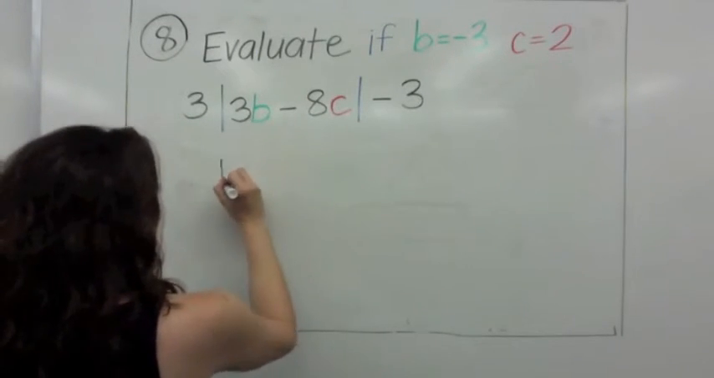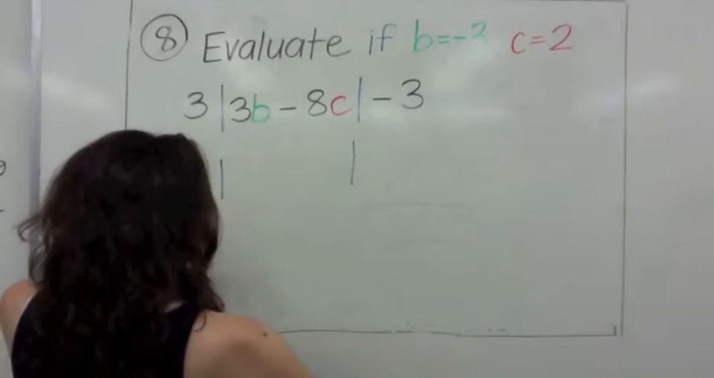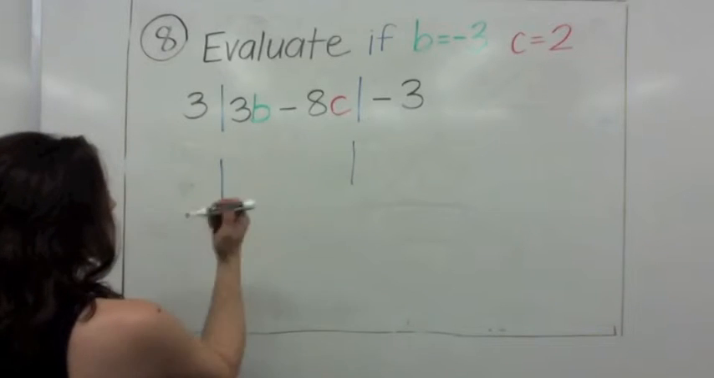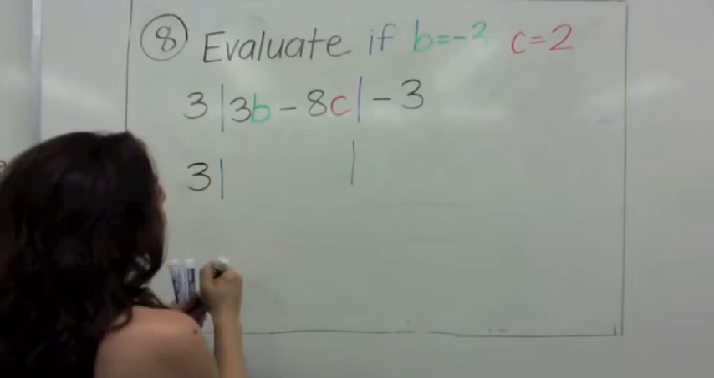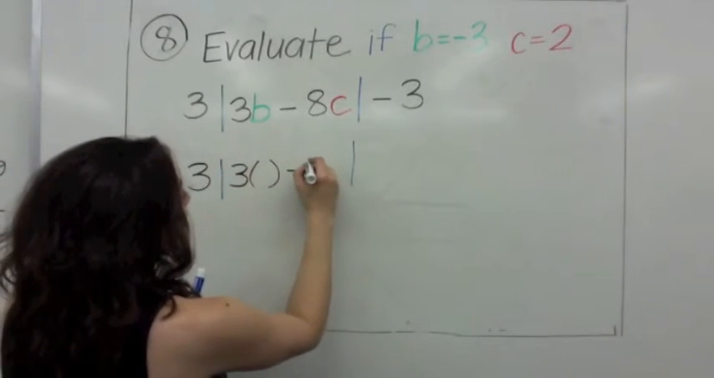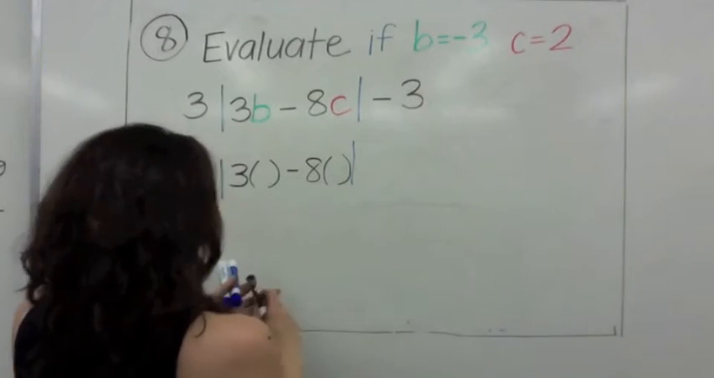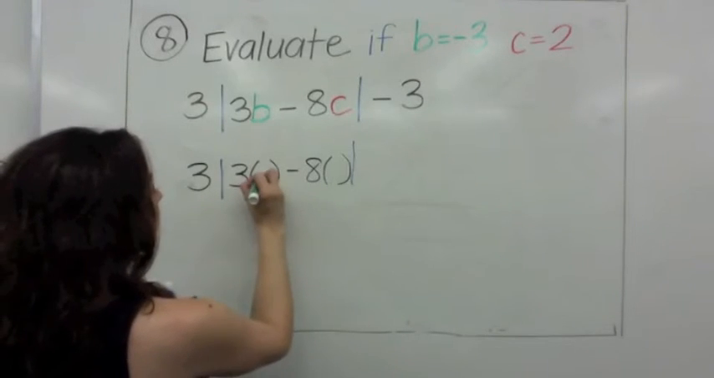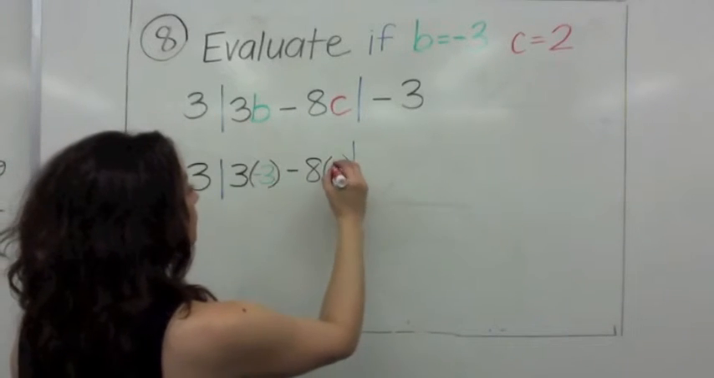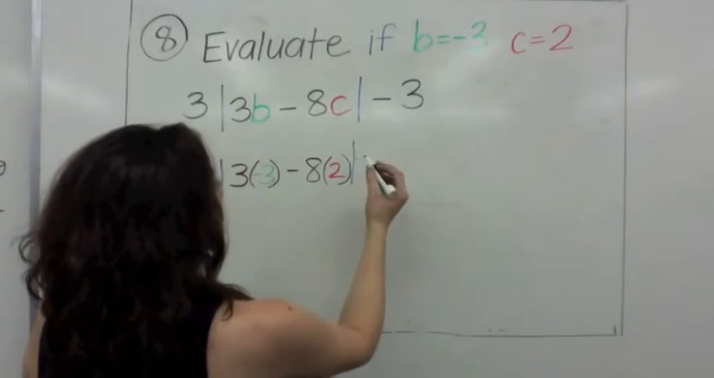And remember, there's absolute value. On the outside of the absolute value is a 3. So whenever there's a number outside absolute value or parentheses, you're going to have to multiply, okay? So let's work on what's inside first. So you're going to do 3 times b minus 8 times c. What is b? b is negative 3, okay? Great. And what is c? c is 2. And at the end of the expression, you are going to subtract 3.